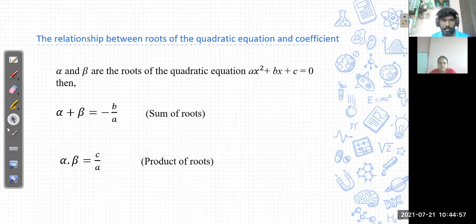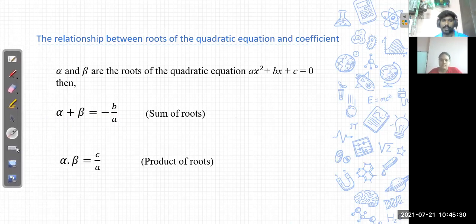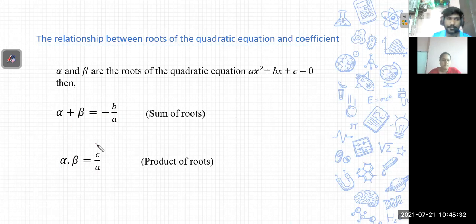Okay. So remember, sum of roots alpha plus beta is minus B upon A. Product of roots alpha into beta is C upon A.